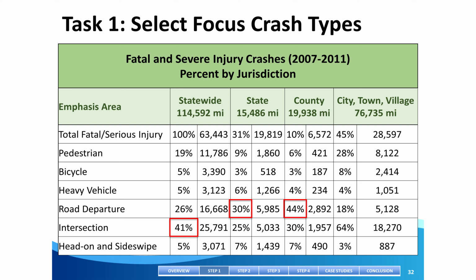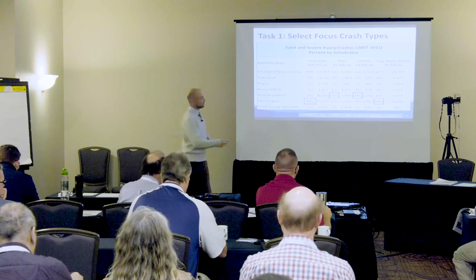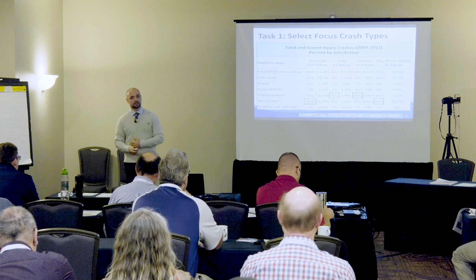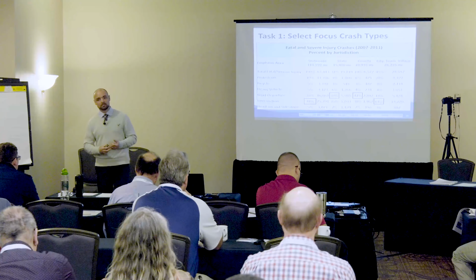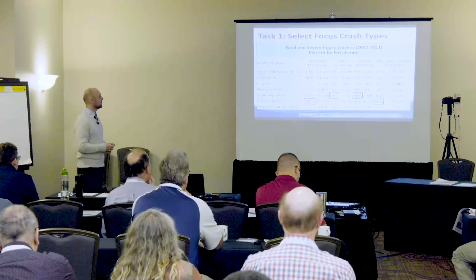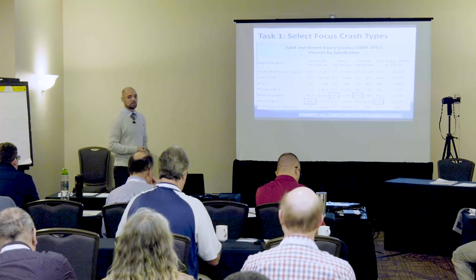And then going back to the cities, towns, and villages, the intersections represent the greatest potential for improvement. So if we were looking at implementing a systemic approach on state or county roads, our focus crash type may be roadway departures. If we were implementing a citywide systemic approach, our focus crash type may be intersections. So that's as detailed as it gets, really. It's basically just taking a look at your data and figuring out what you want to focus on based on what represents the greatest potential.